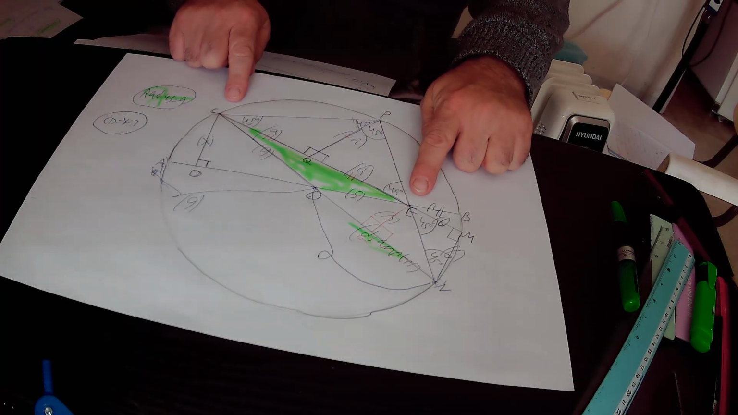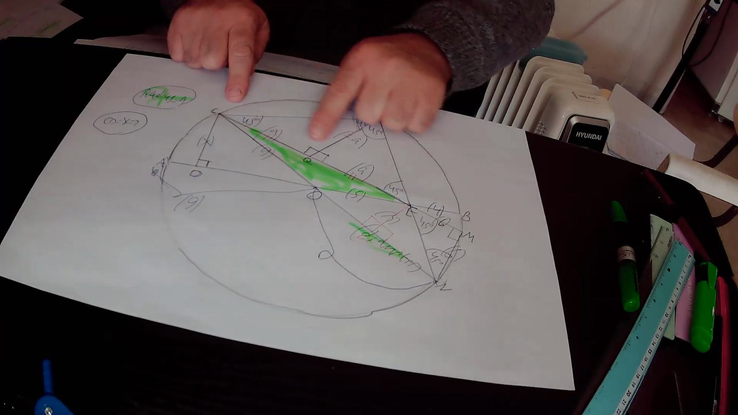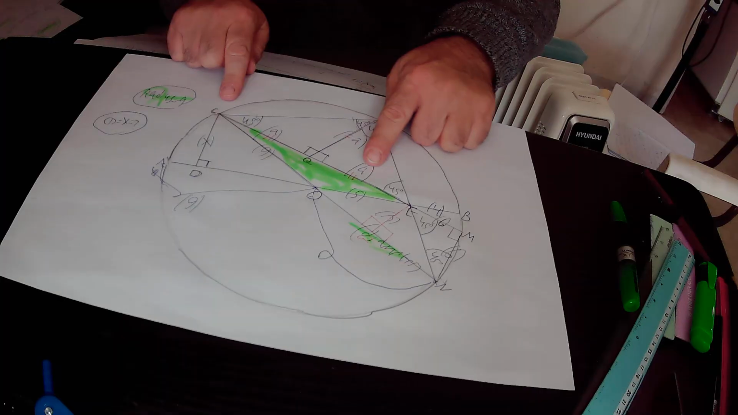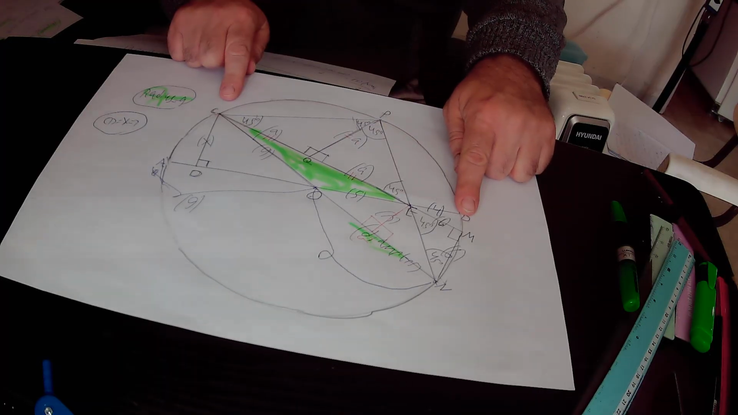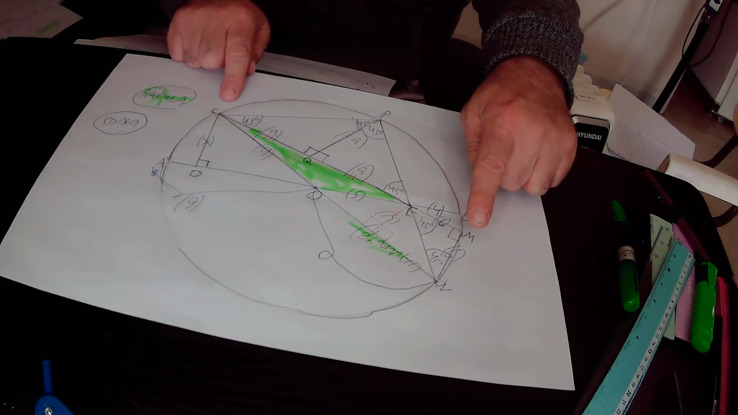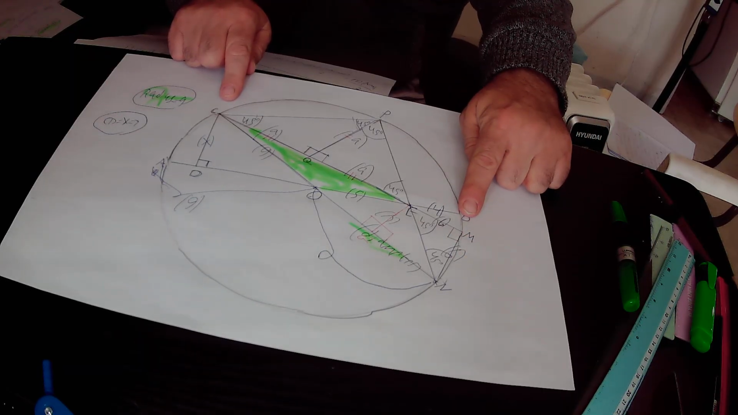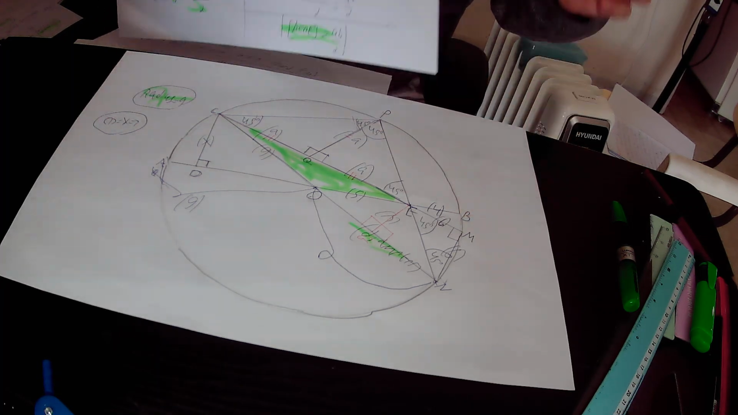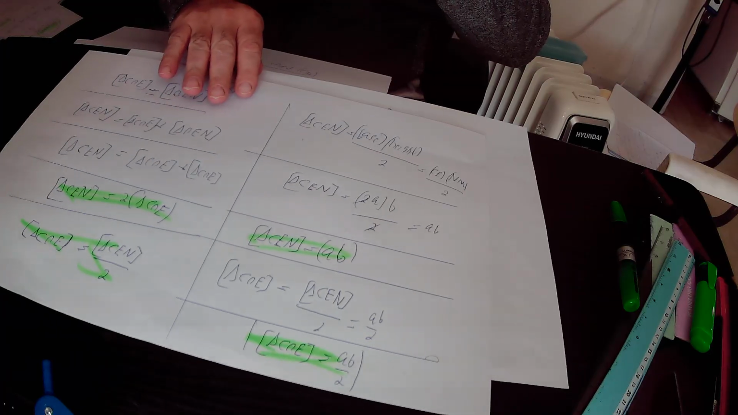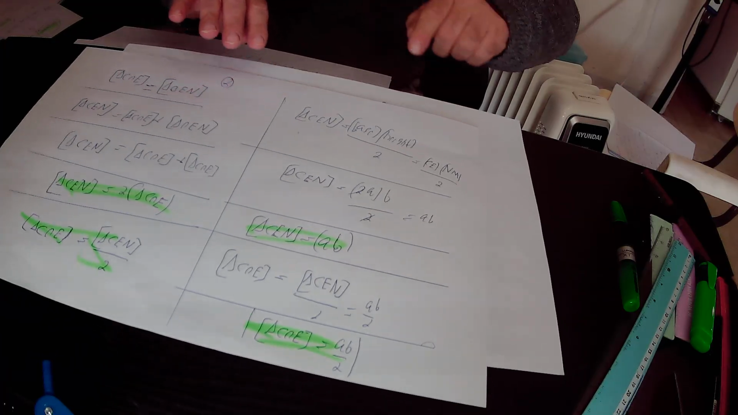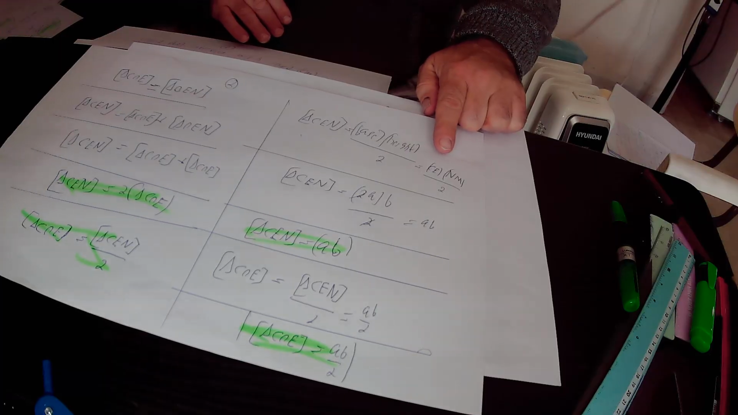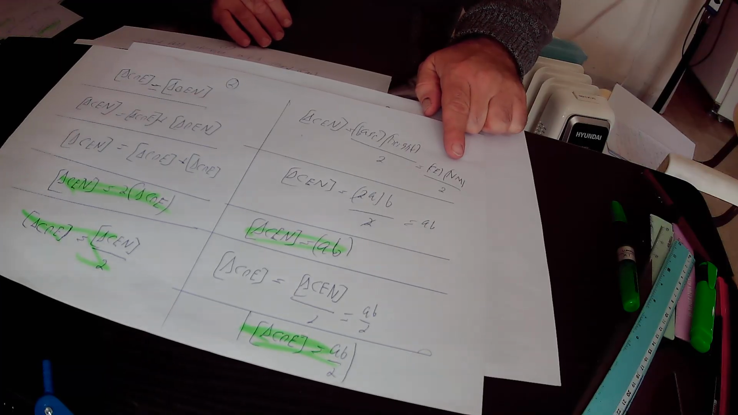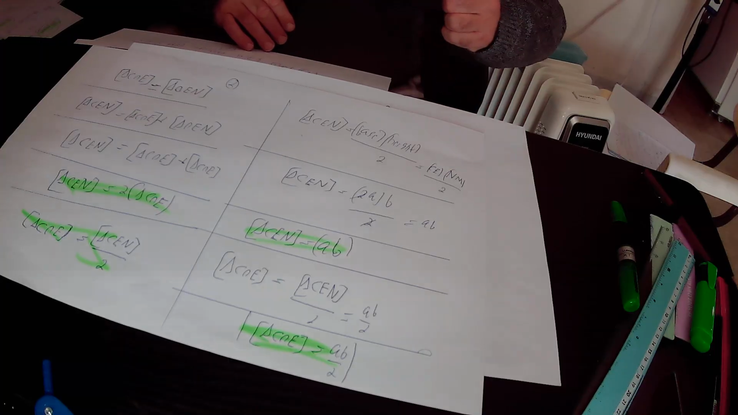The height to the base must form 90 degrees with the extended base. CE is the base, the extended base is CM. So the height to the base must form 90 degrees with the extended base CM. NM definitely creates 90 degrees with CM. So therefore the height to the base is MN. So we found out that the area of the big triangle CEN equals the base CE times the height to the extended base, that is MN, over 2.